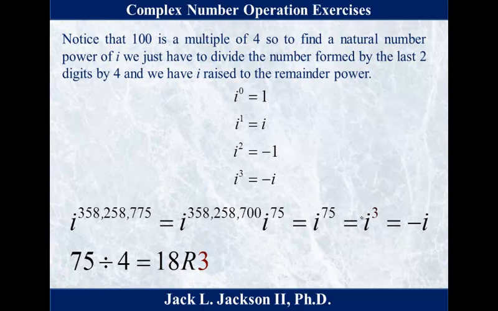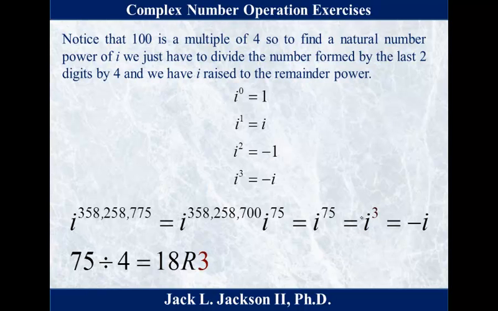Now, if you have some huge power, okay, anything really 3 or 4 or 5 digits, 100 digits, 9 digits like I have here, remember that 100 is a multiple of 4. So if we take 358,258,775 for our power, we can write that as 358,258,700 plus another 75. So split off the number formed by the last 2 digits. Well, however many hundreds you have, that's a multiple of 4. So that part's just going to be 1. So really all that matters is the last 2 digits.